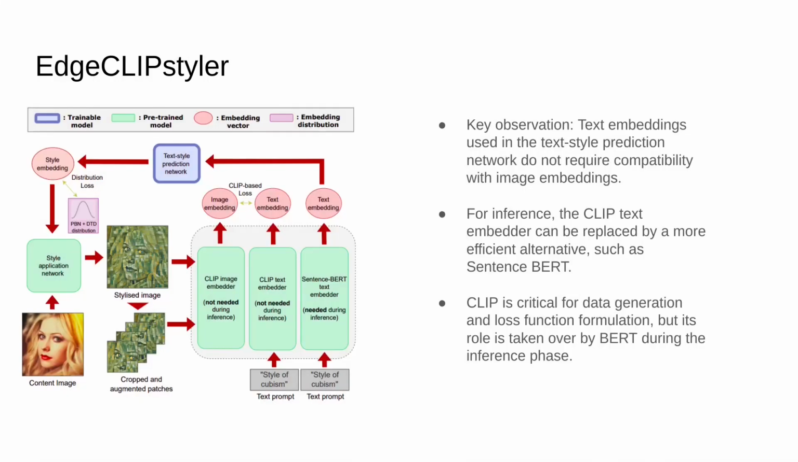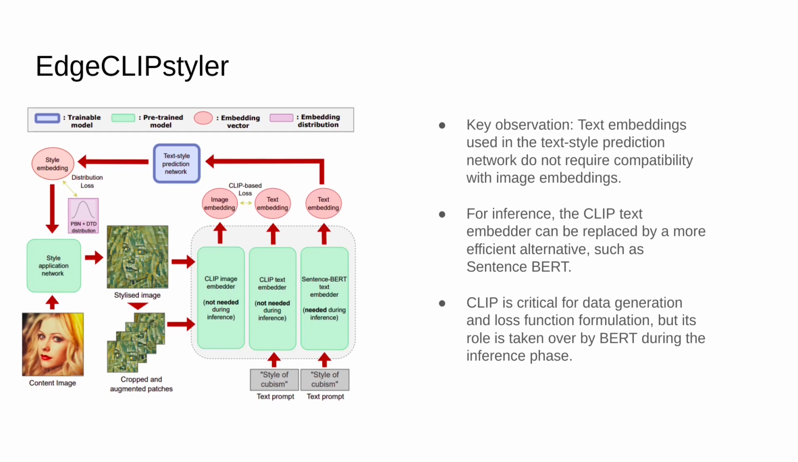In addition to introducing FastCLIPstyler, we also introduce a model that we call EdgeCLIPstyler. This is a variation of FastCLIPstyler with edge compatibility. The model relies on the key observation that the training of the text style prediction network does not rely on the text embedding sharing its latent space with image embeddings. This means that the CLIP embeddings can be replaced with a much smaller model for inference.